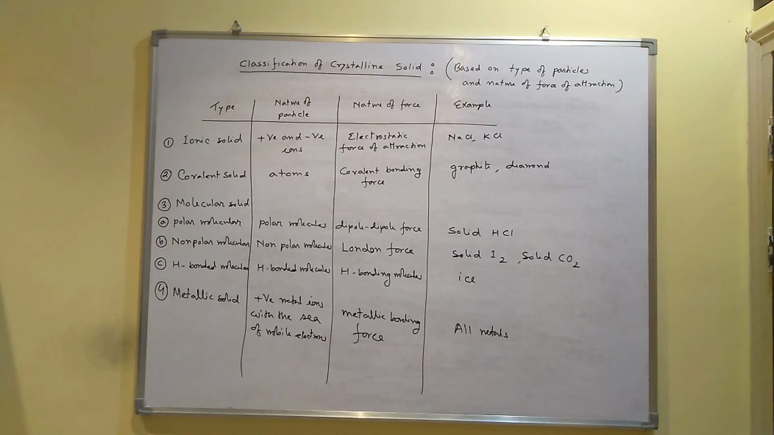In the exam the question may ask like this: what type of particles and what type of force of attraction exist between the particles in case of ionic solid? Then you have to write the answer: in ionic solid the particles are positive ions and negative ions, and the force of attraction between them is electrostatic force of attraction. That type of question may be asked, and maybe some examples are asked, like give one example of covalent solid, give one example of polar molecular solid.